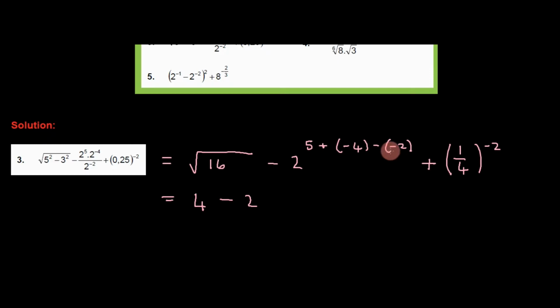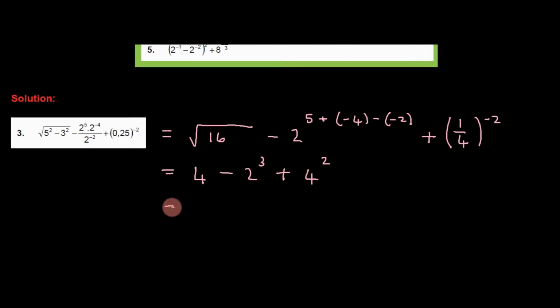Plus 2 is 3. So it's 2 cubed. Here we can invert the fraction and the power becomes positive. So it's 4 over 1, or just 4, to the power of positive 2. And of course, we simplify. 4 minus 8 plus 16 is 12.